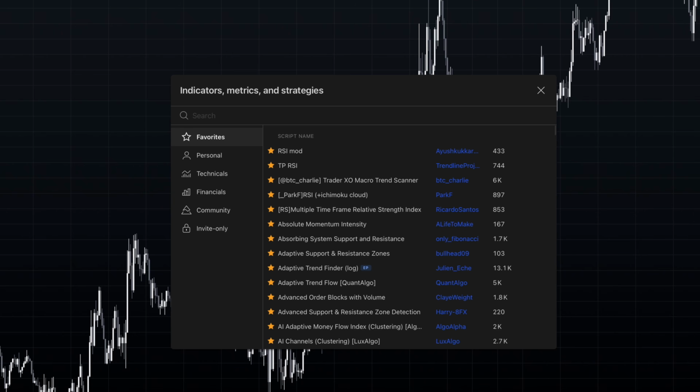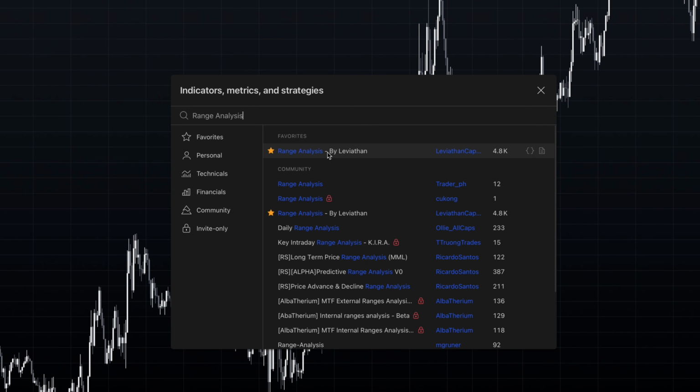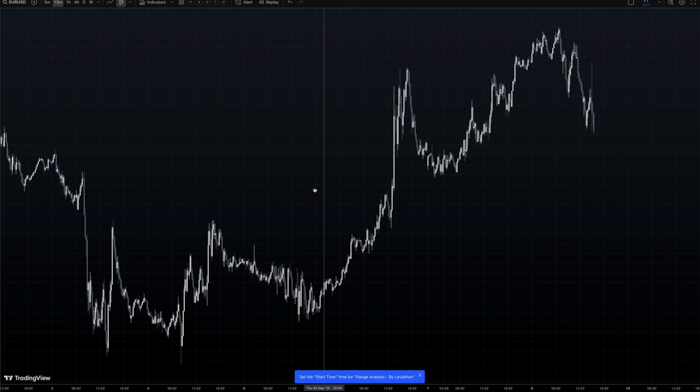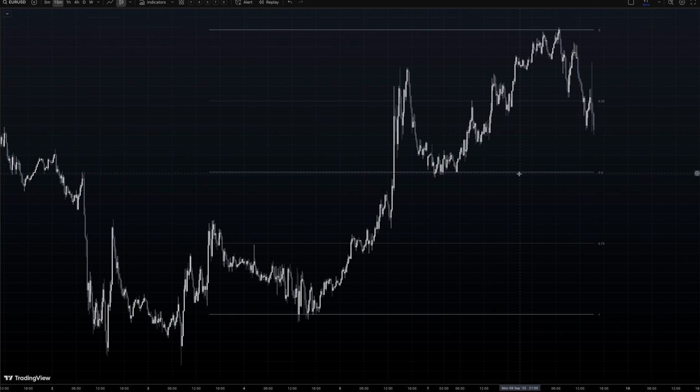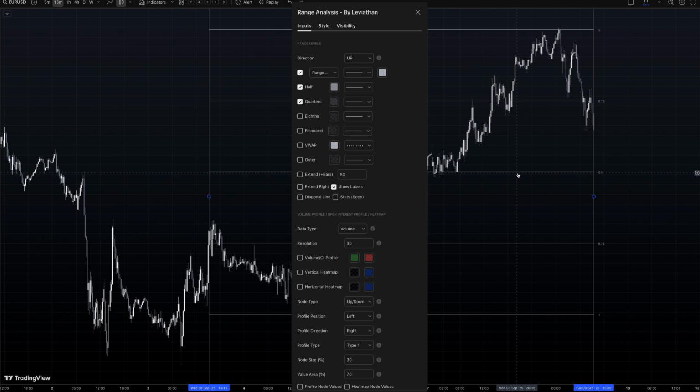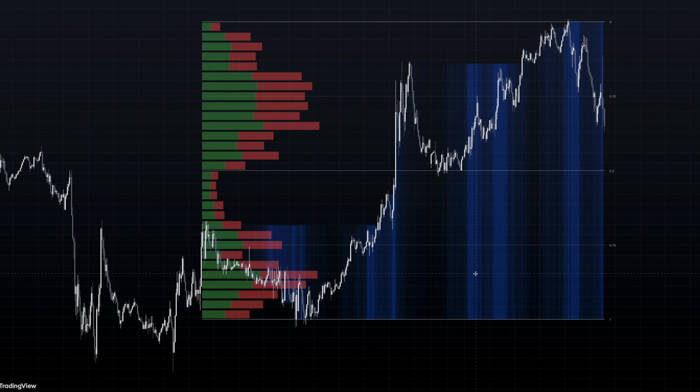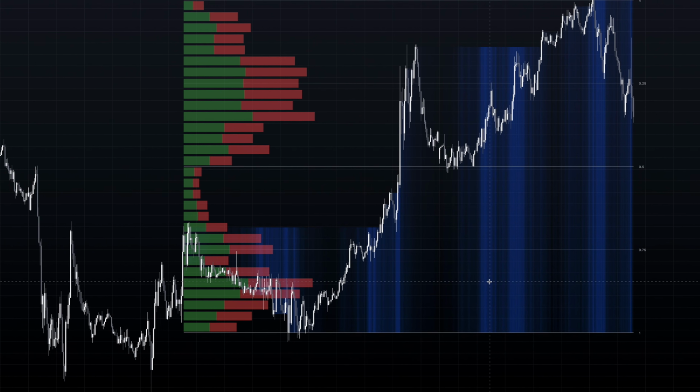Range analysis. Created by Leviathan Capital, this comprehensive Pine script indicator provides multidimensional analysis of user-defined time ranges through advanced volume profiling, statistical levels, and heat map visualization. It transforms any selected time period into a detailed analytical framework for understanding market behavior within specific ranges.